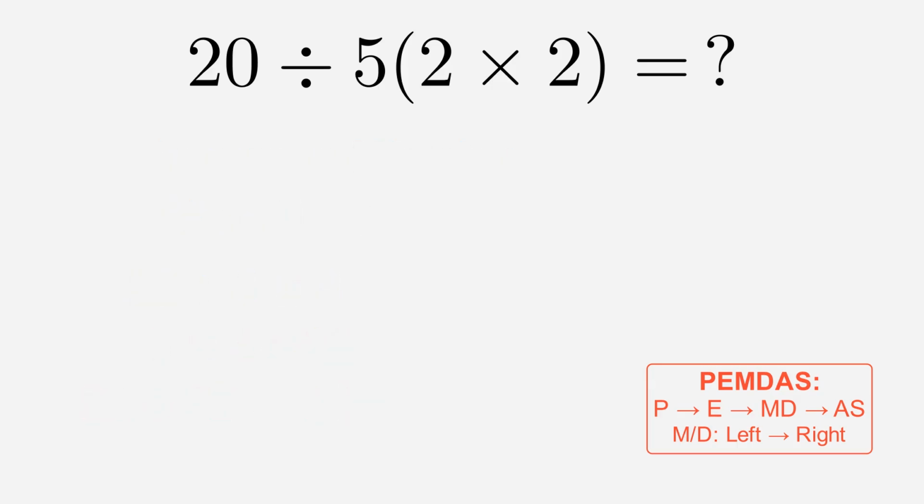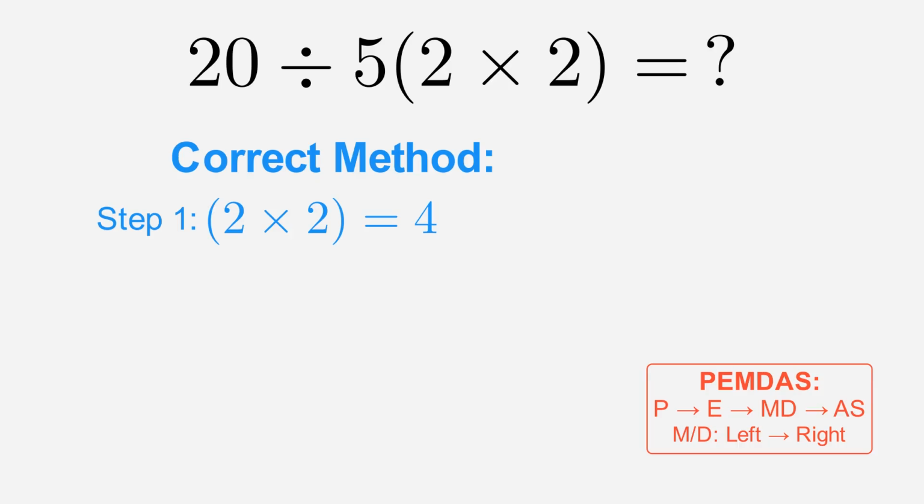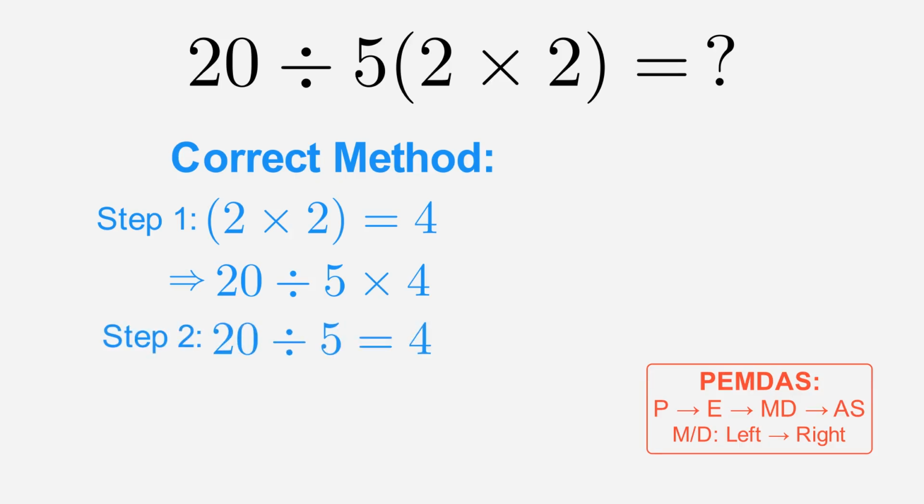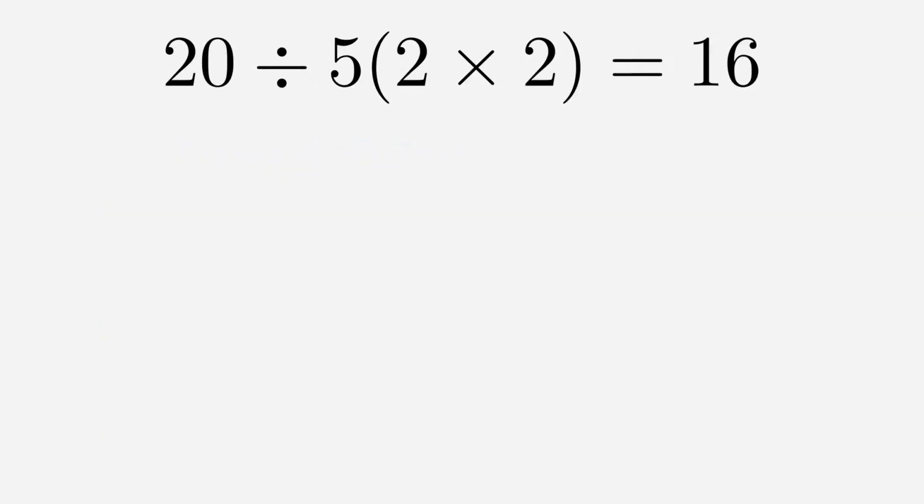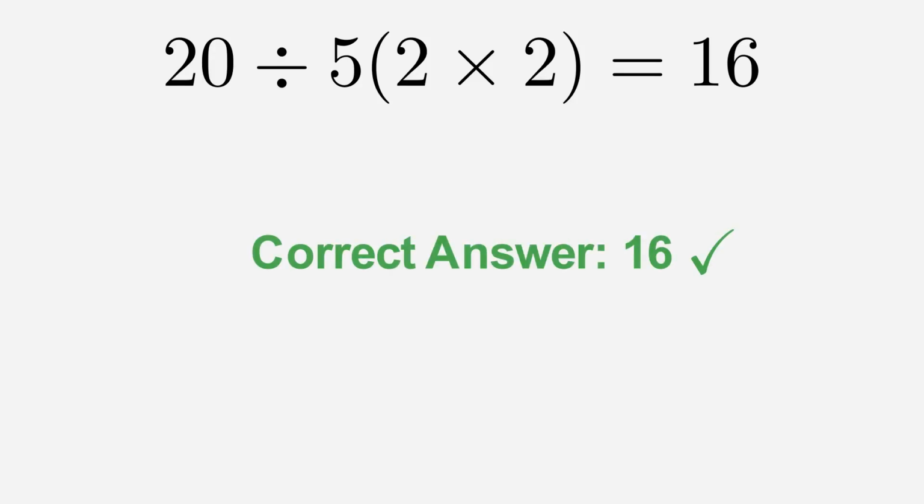Here's the correct path. 2 times 2 equals 4. Now we have 20 divided by 5 times 4. 20 divided by 5 equals 4. Then 4 times 4 equals 16. The actual answer is 16. You thought it was 1, but it's 16. You were off by 16 times.